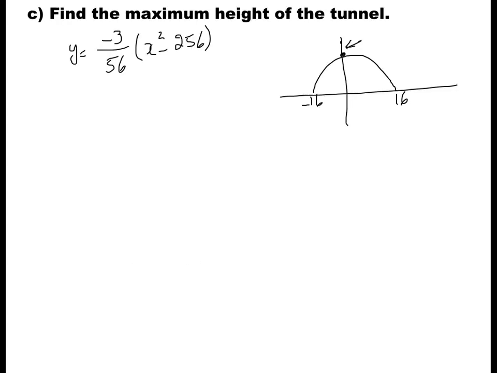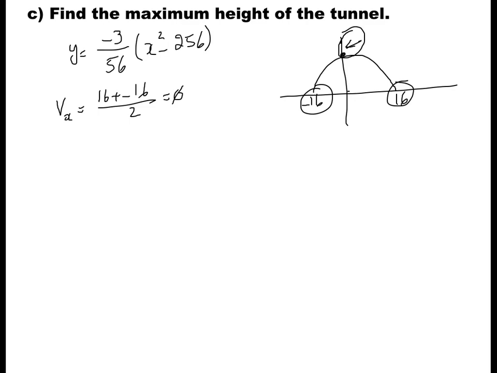In the last part of the problem, it is asking us to find the maximum height of the tunnel, which is another way of saying what is the y-coordinate of the vertex. We know to find the x-coordinate of the vertex, we are going to find the average of the x-intercepts, which are negative 16 and 16. So we are going to say v sub x is going to be 16 plus negative 16 divided by 2, which is going to give us 0, which makes sense because the vertex falls on the y-axis, which means the x-coordinate of the vertex has to be 0.